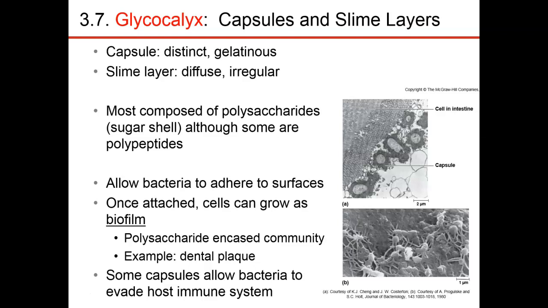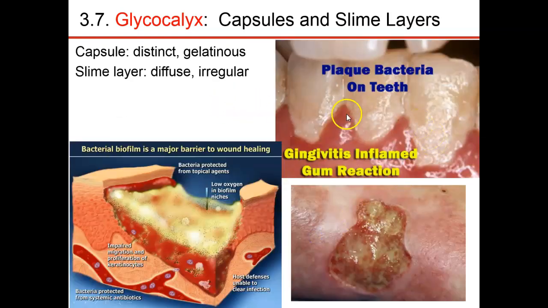These can help cells to be protected from immune systems and from external, potentially damaging agents. They can also help cells to adhere to surfaces and then grow and form structures known as biofilms. So on the next slide, I'll show you what a biofilm looks like.